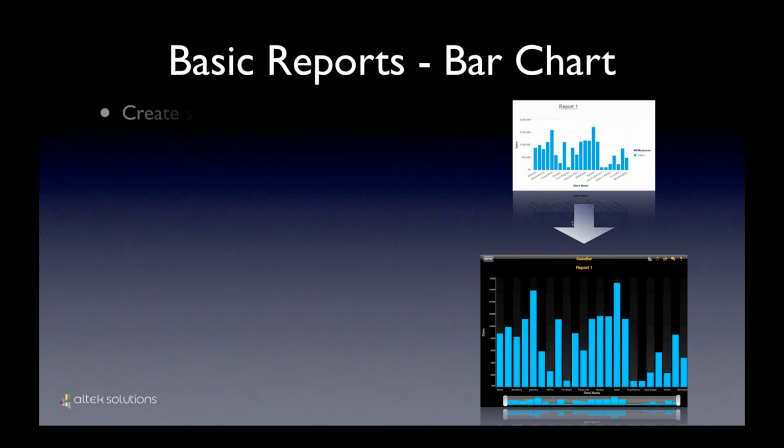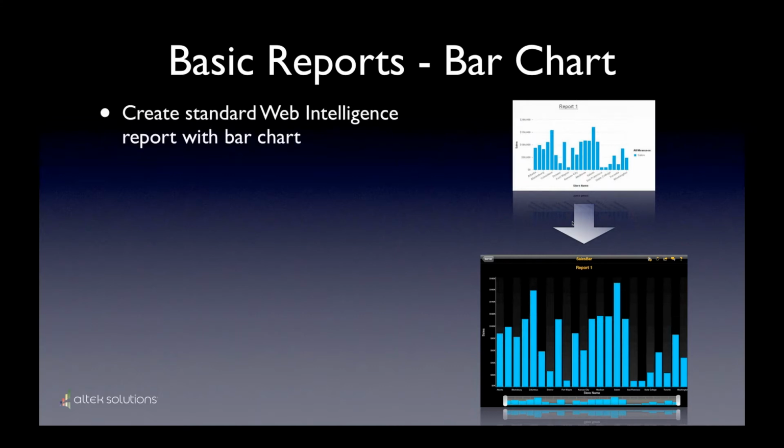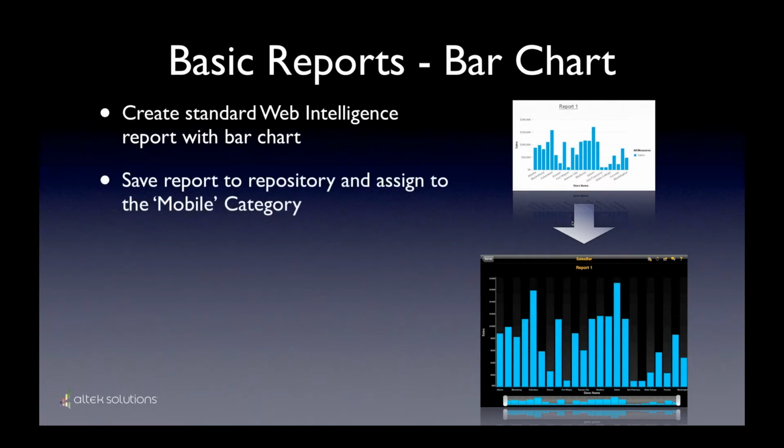We'll start with a basic example, a bar chart. The workflow to make a mobile-ready bar chart is simple. First, we create a standard WebIntelligence report with a bar chart on it. Then we save that report to the repository and assign it to the mobile category. Yes, it's really that simple. Now for a demonstration of this process in WebIntelligence, as well as the viewing experience in mobile BI, I'd like to turn the presentation over to Mike Allison, Managing Consultant with Altech Solutions. Take it away, Mike.